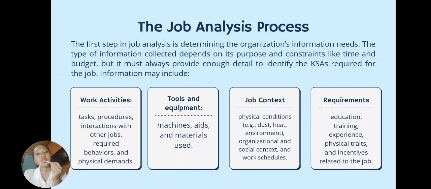So the information may include work activities, meaning the tasks and duties of the job, and then tools and equipment, job context, meaning the physical conditions or environment of the job, and then requirements, so that includes education, training, experience, physical traits, and incentives related to the job.